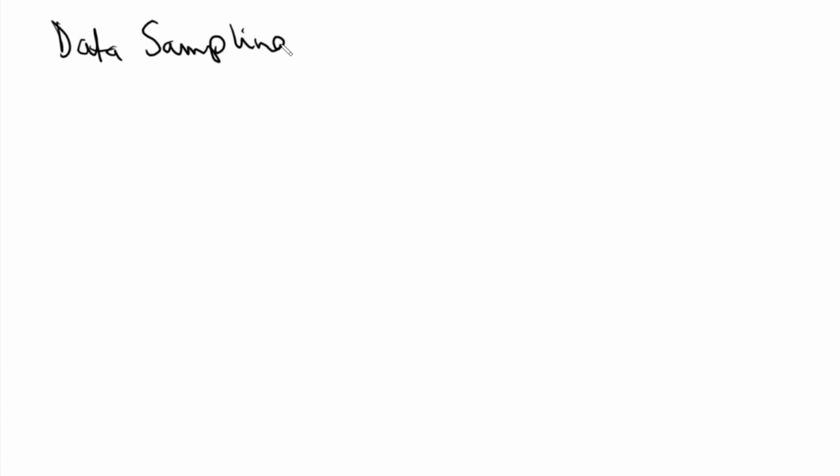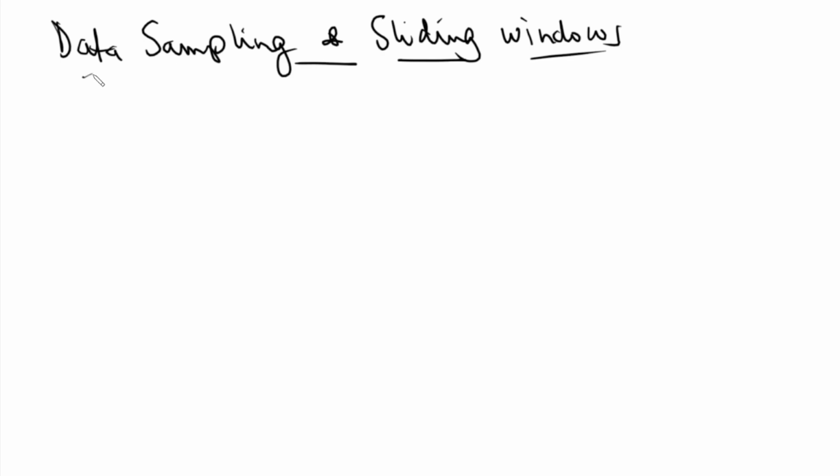We're going to talk about data sampling and sliding windows. These two concepts would wrap up part of our tokenization and getting our data in before we can embed it. So let's see what that means.